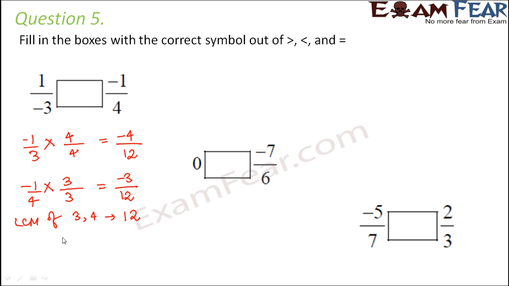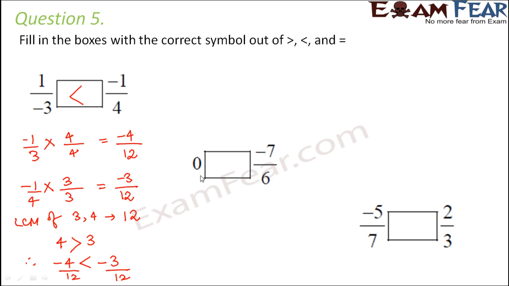Now we know that 4 is greater than 3. Therefore, minus 4 would be less than minus 3. That is what we have learned, right? The moment you change the sign, the relationship also reverses. So now minus 4 by 12 is less than minus 3 by 12. What is minus 4 by 12? It is actually minus 1 by 3. So minus 1 by 3 is less than minus 1 by 4.